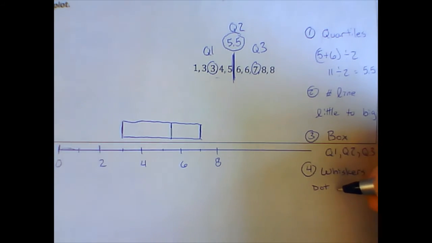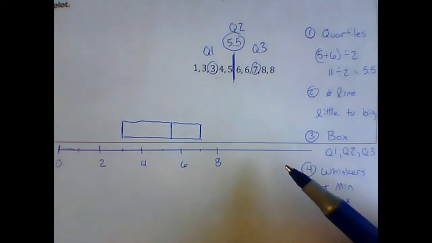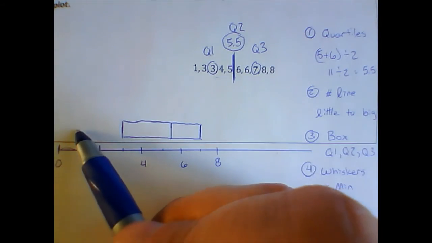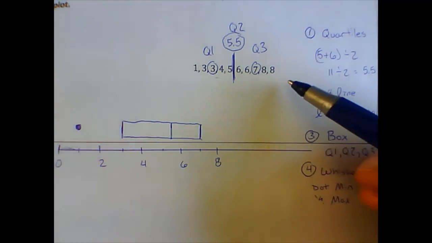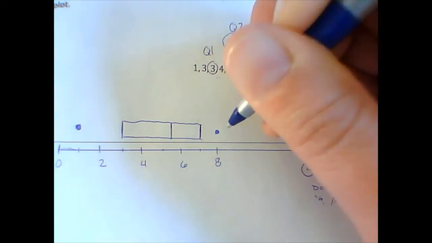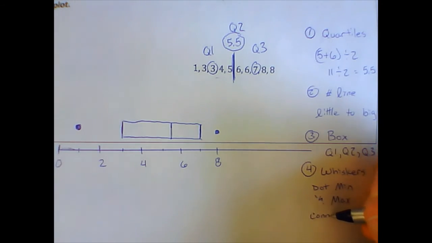Okay, the last part is we're going to put the whiskers on, and to do that, we make dots. So we're going to make a dot for the max and a dot for the min. So the very smallest number, which is a 1, find the 1 and put a dot. And then find the max, which is an 8, and we're going to put a dot. And this is a more typical box and whiskers where the dots are not on the rectangle. And we're going to connect them back to the rectangle, and that makes the whiskers.